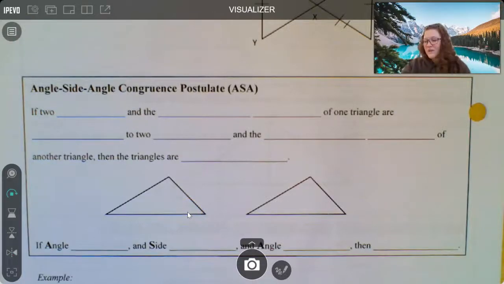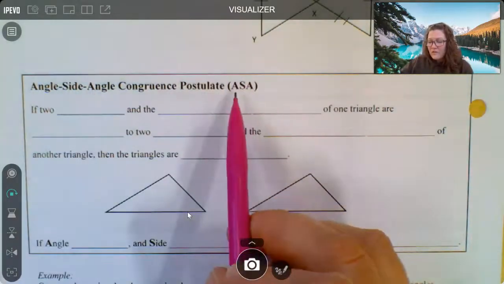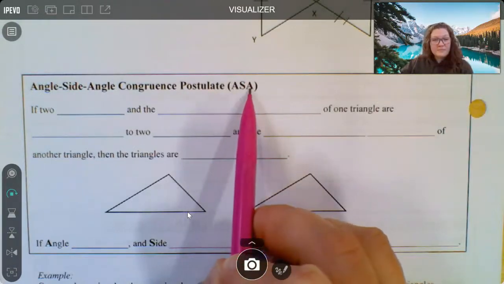Hello, this is Mrs. Bennett back with a continuation of lesson 4.7 on triangle congruence theorems. And today we're going to talk about angle, side, angle, or for short, ASA.